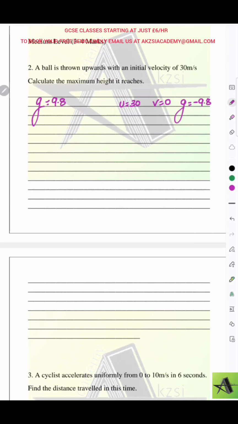Now obviously what they are asking is S. So if I pick S = UT + half AT squared, that has time, and we don't have any time here, so obviously we are going for the third one because the first one doesn't have S in it. Out of these two, the third one is the most appropriate one, which is V squared = U squared + 2AS, and in this case 2GS.